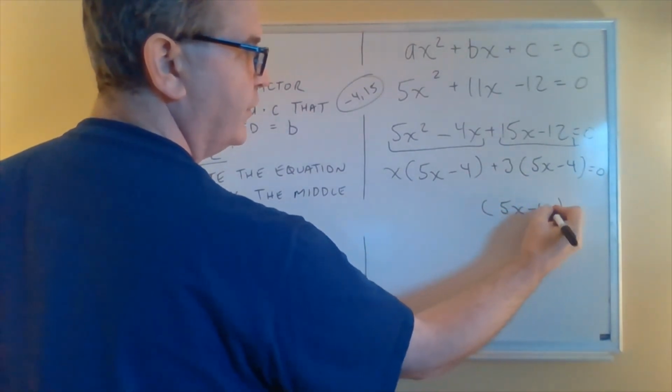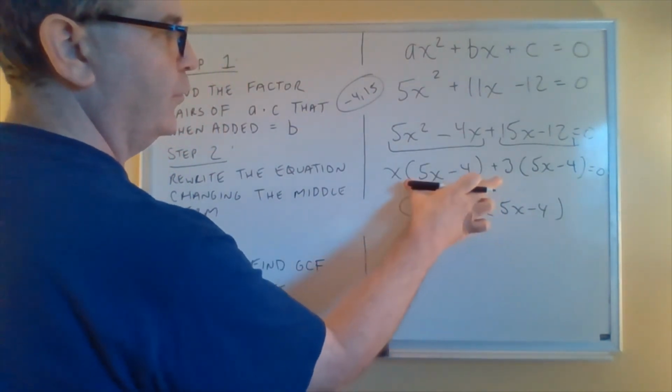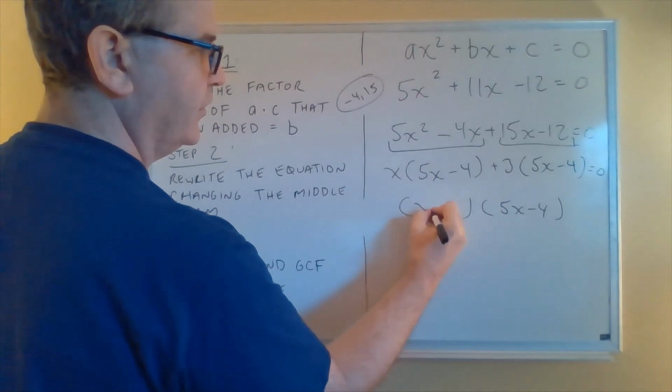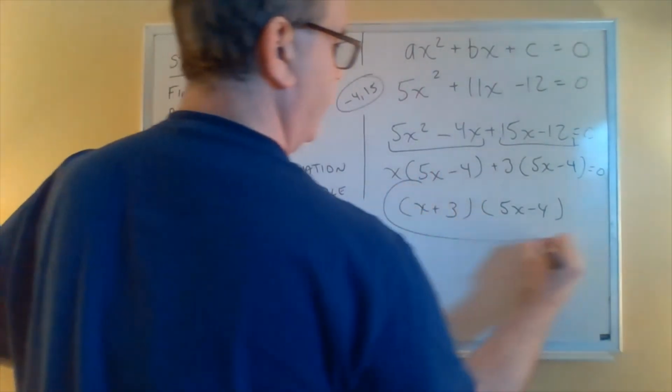Our last set of parentheses will be what is inside the parentheses here, and our first set of parentheses will be the two terms outside the parentheses here, x plus 3. So this would be our answer.